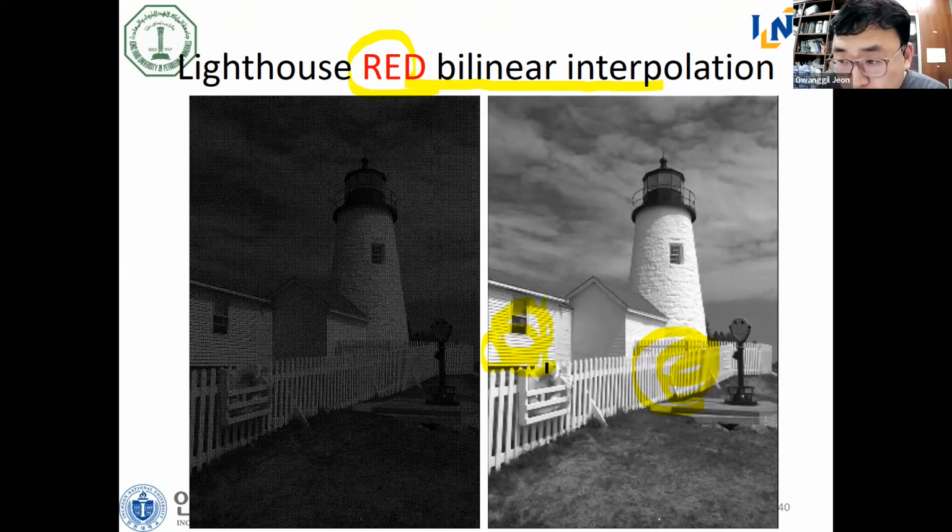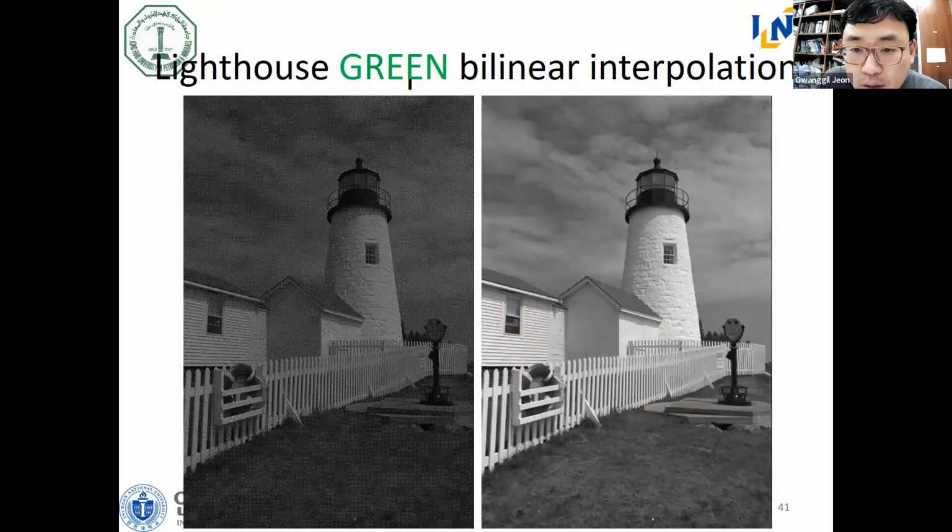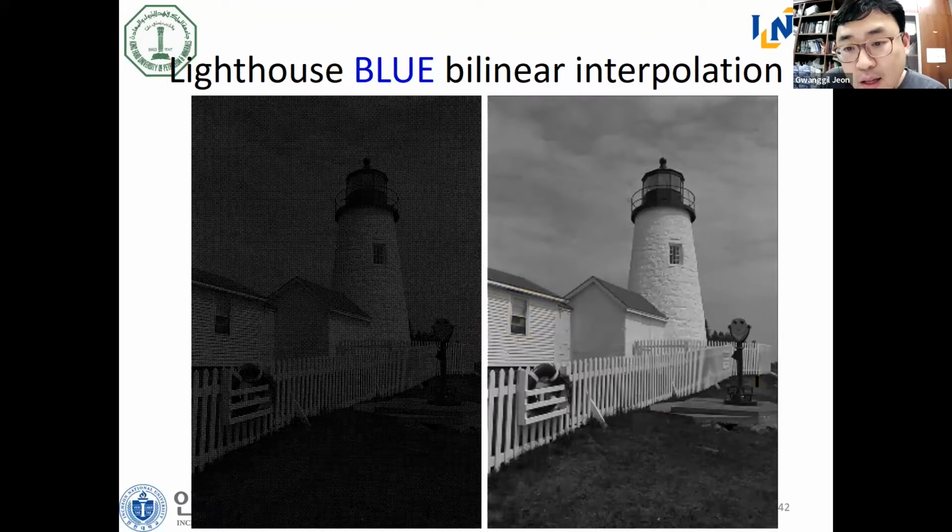This area has a vertically high frequency, and this one is a horizontally high frequency area. How about green? Because the green component has twice more information than red or blue, this area is relatively well restored, and this one is also well restored. And for the blue, you can see some artifacts shown here and here.